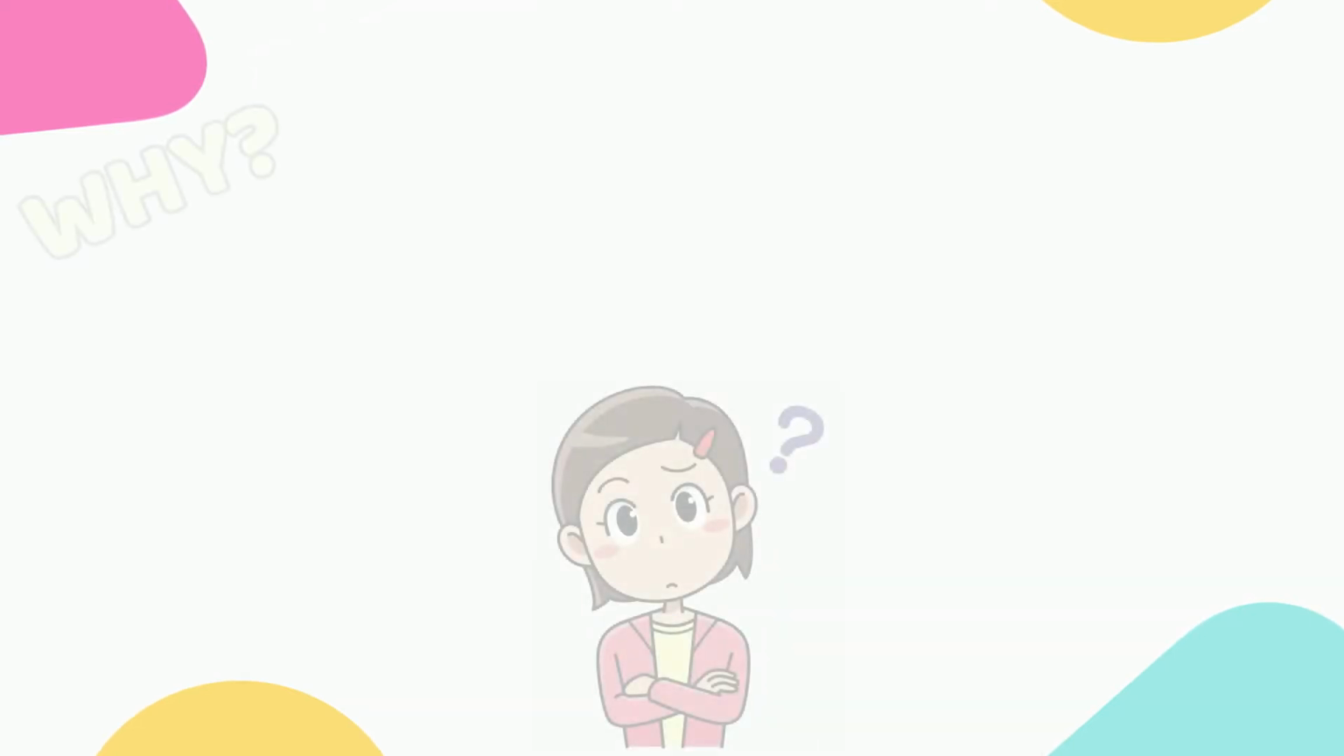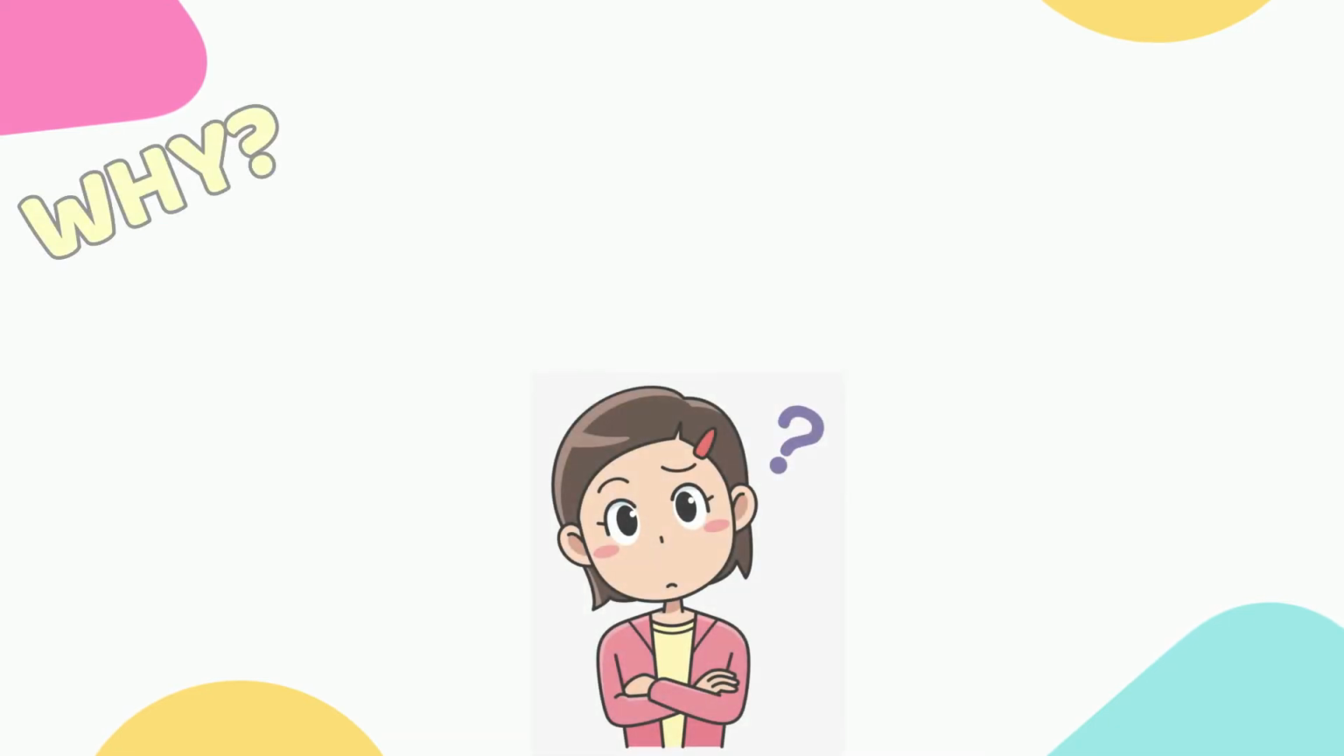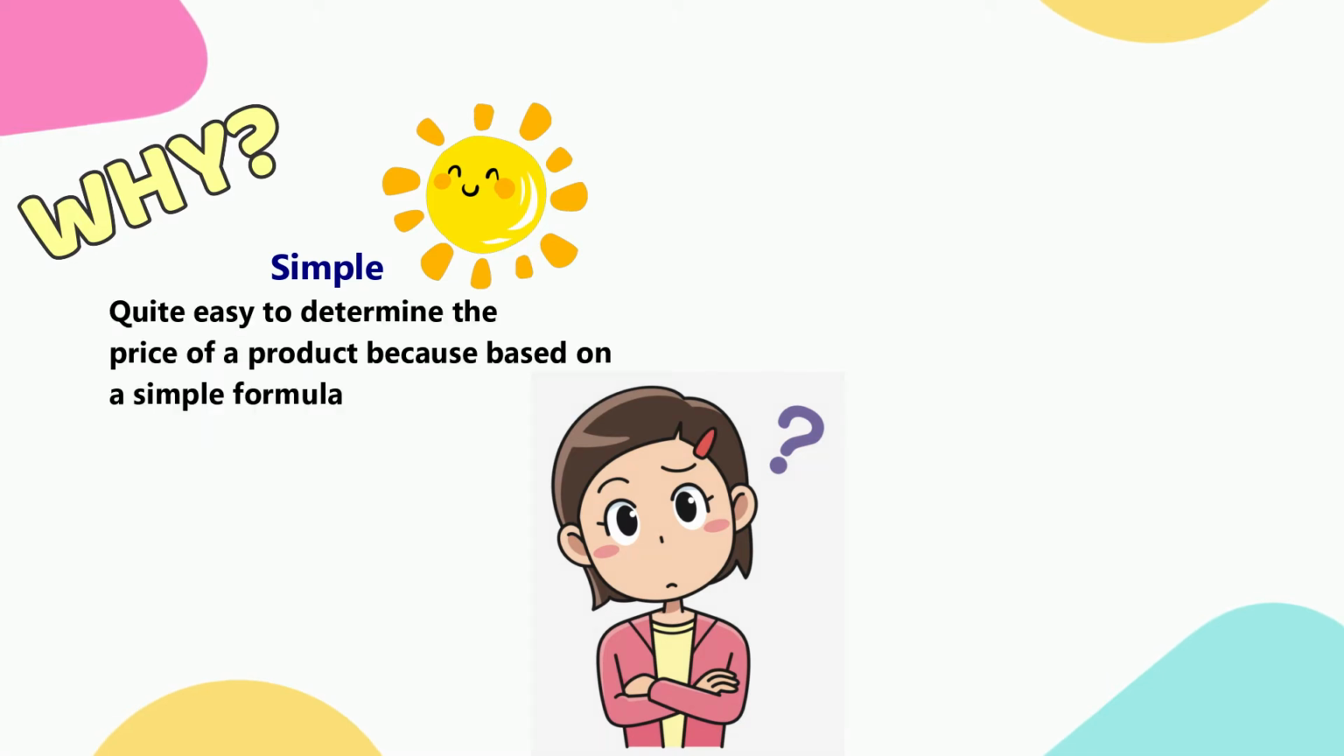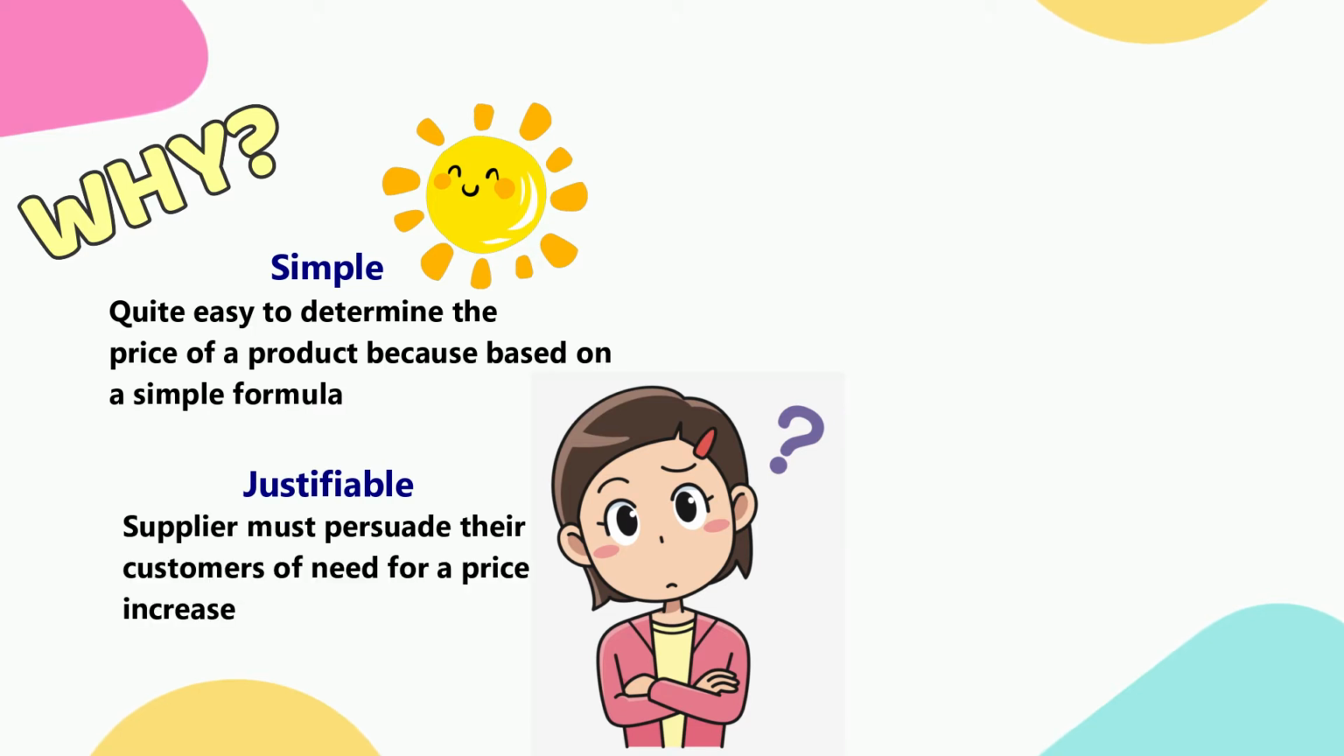Why do companies choose the full cost method? This is because it is simple. It means that this method is quite easy to determine the price of the product, since it is based on a simple formula. Other than that, this method is justifiable in cases where the supplier must persuade their customers of the need for a price increase. The supplier can show that its prices are based on costs and that those costs have increased.